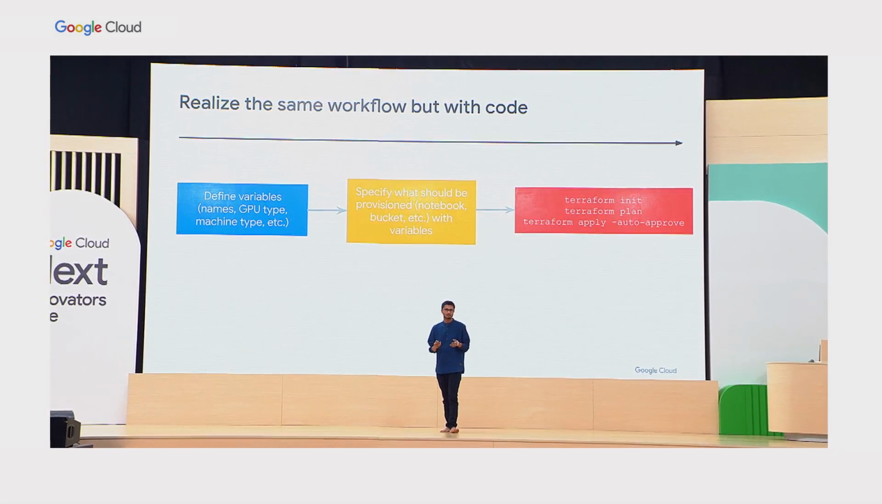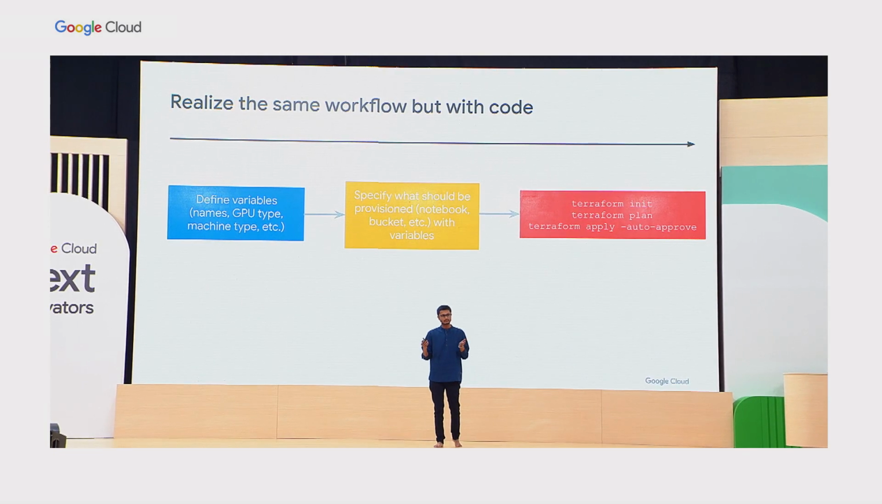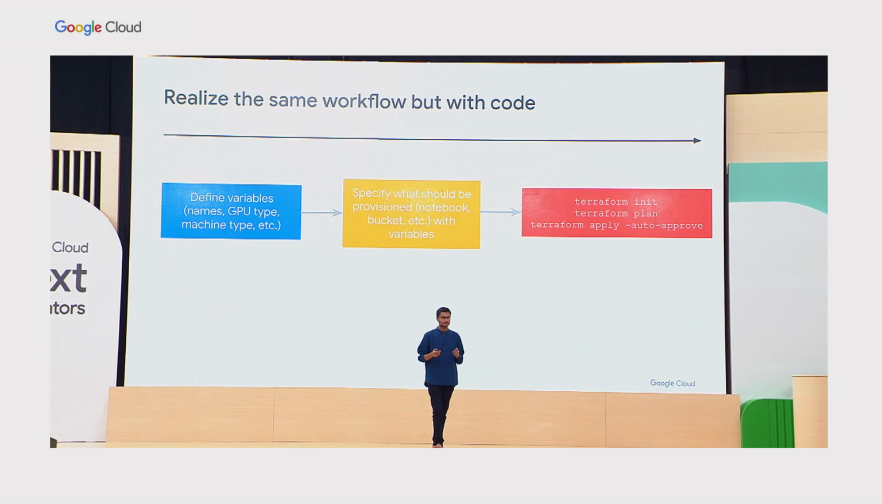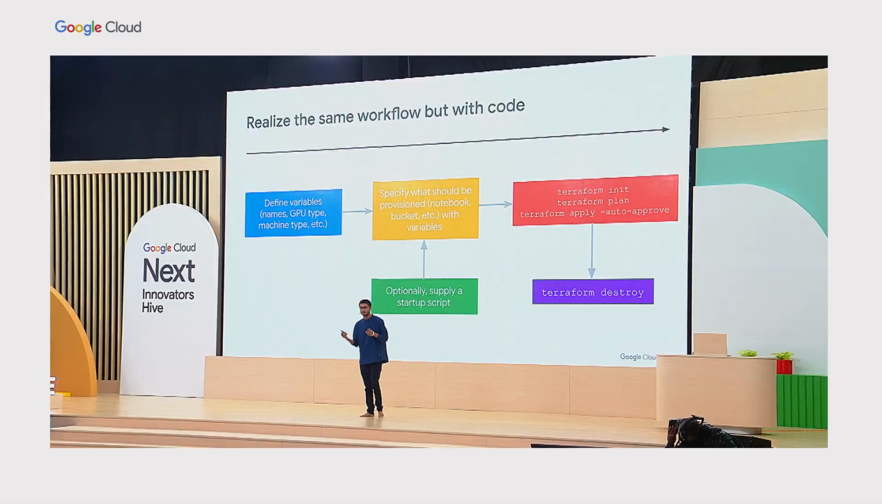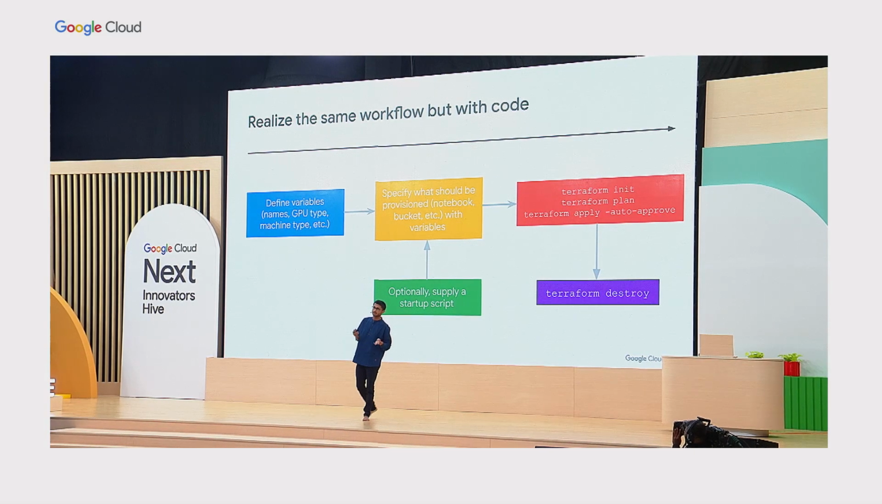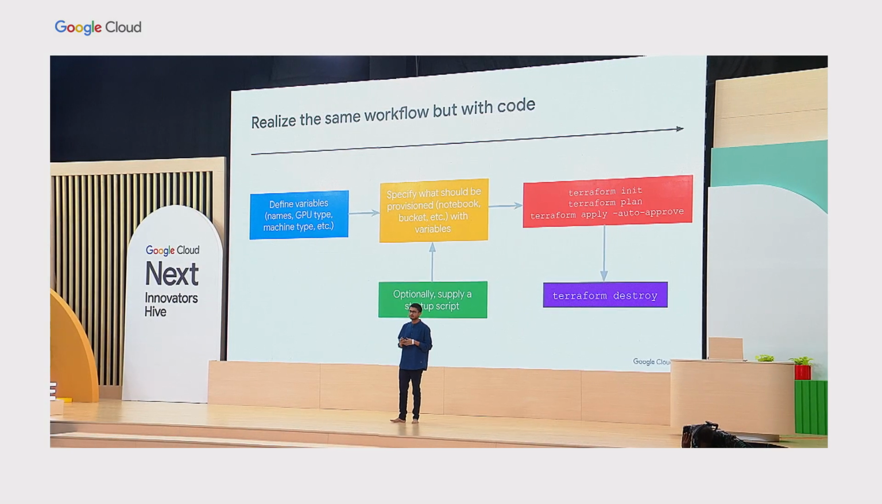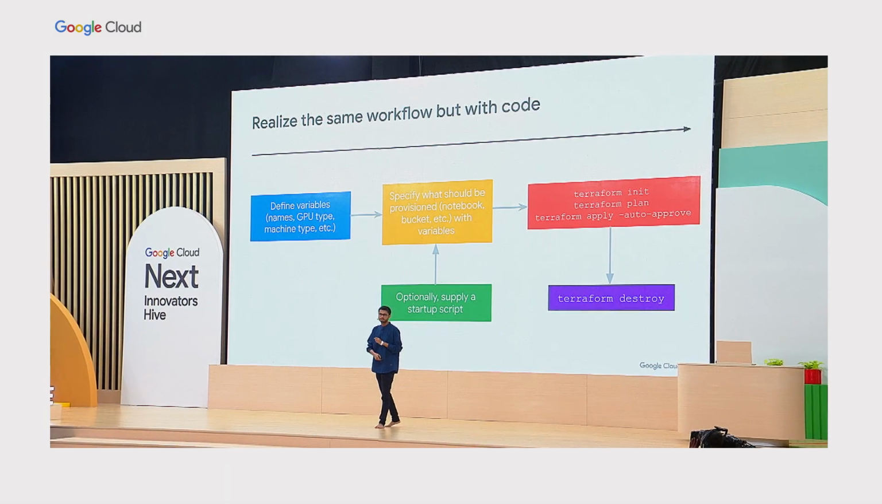And the code will include defining a set of variables, such as resource names, GPU types, machine types, and so on, and specification of what resources you wish to provision on Google Cloud. And optionally, you can also add a startup script to your notebook instance resource. We'll get to that in a moment.